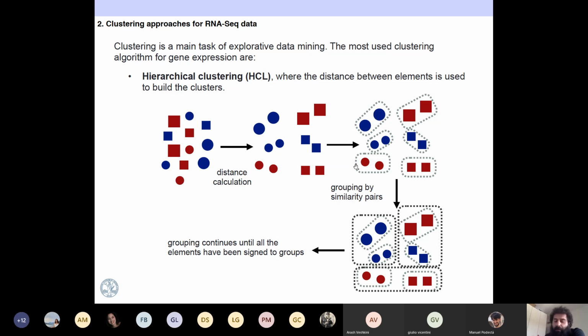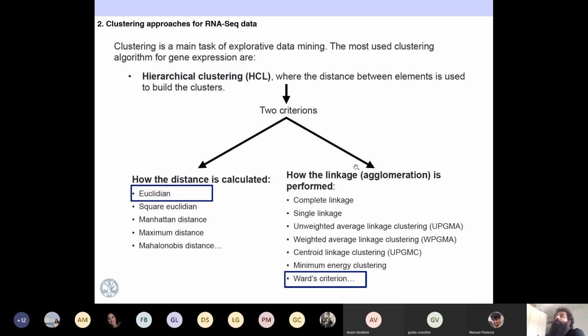the method. Of course, you have some mathematics behind, no? Because mainly you have two things that you need to think about. First is how the distance is calculated, and then how the linkage of these groups, the agglomeration, is performed. So how the distance is calculated, there are different ways to calculate the distance. You can use Euclidean, squared Euclidean, Manhattan, maximum, Mahalanobis, etc.